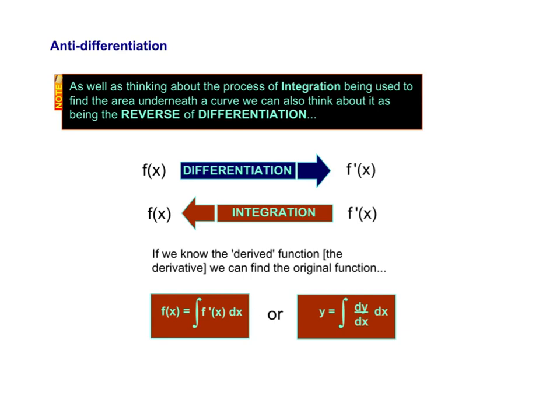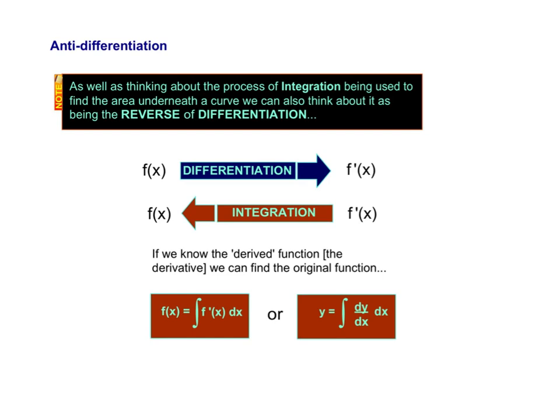There's a couple of bits of notation you need to get used to, and the notation looks a little bit strange. To find the original function f of x, we need to integrate the derived function with respect to x. That's what those 1, 2, 3 distinct pieces in the notation mean. The first one is we are integrating. The second bit is what we're integrating. So we're integrating the derived function, and the third part tells us what we're integrating it with respect to. And that'll make more sense as we do some examples later on.